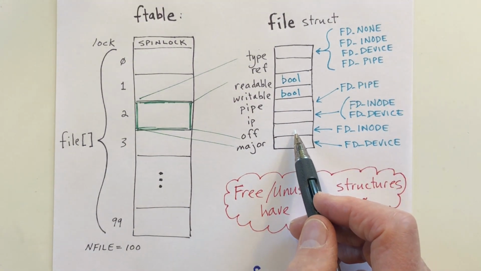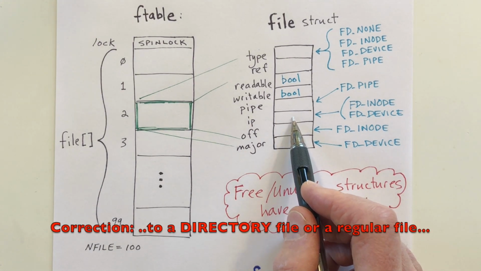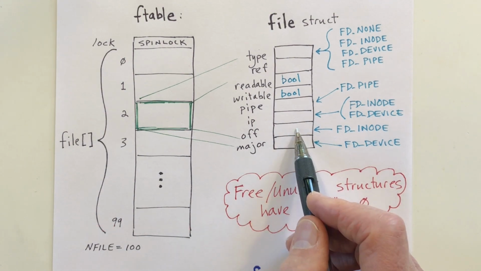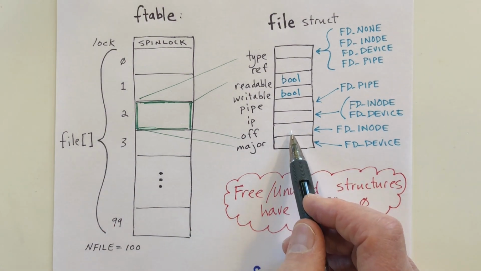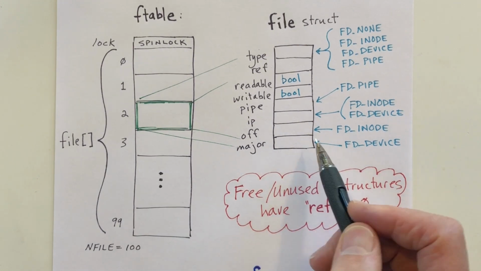If it is an inode, then that means that this is pointing to a device file or a regular file, and so the offset will be valid. On the other hand, if the inode is a device type, then the major number will be used.